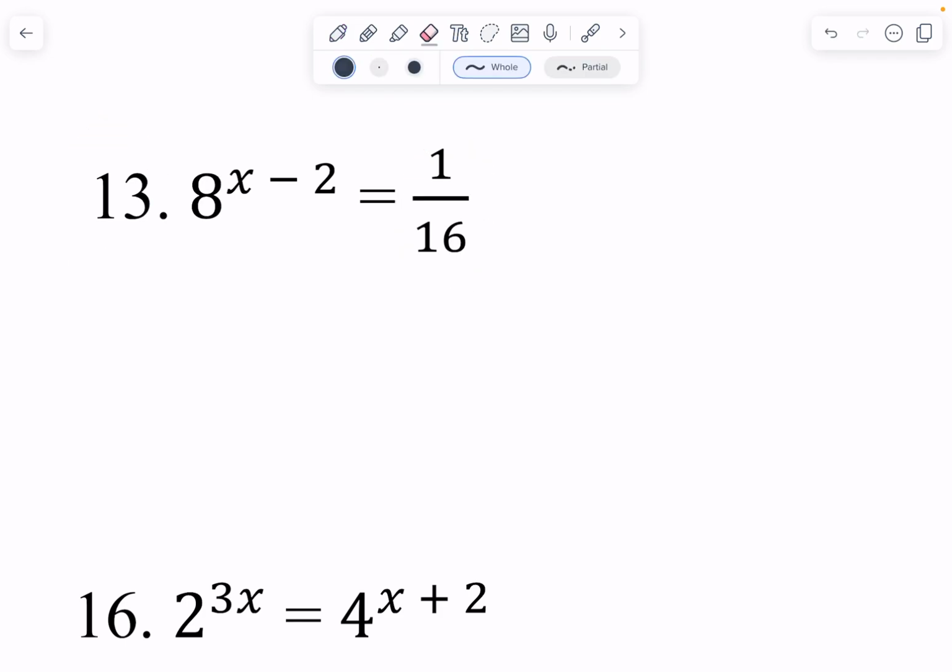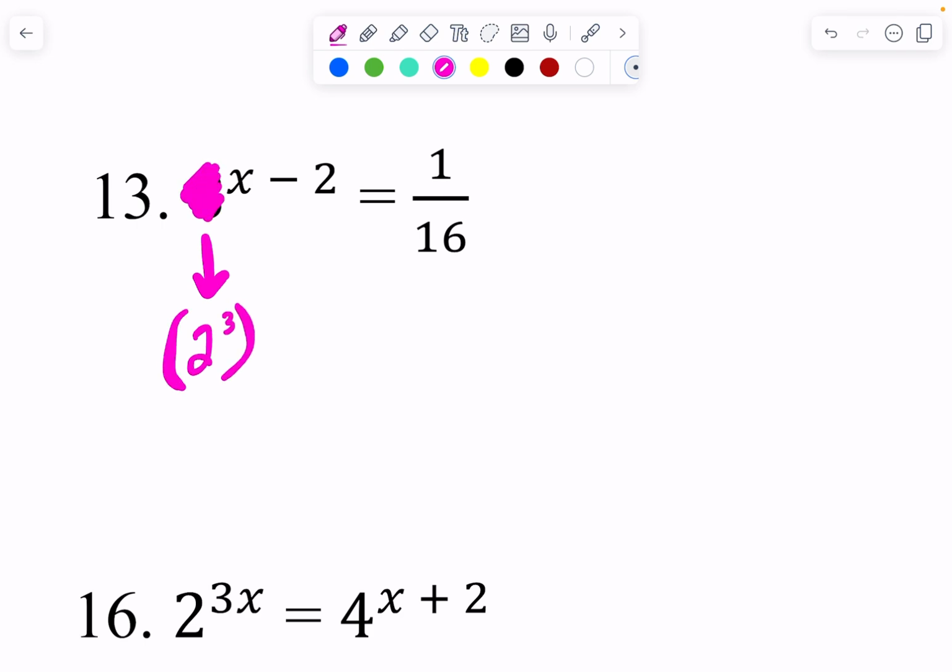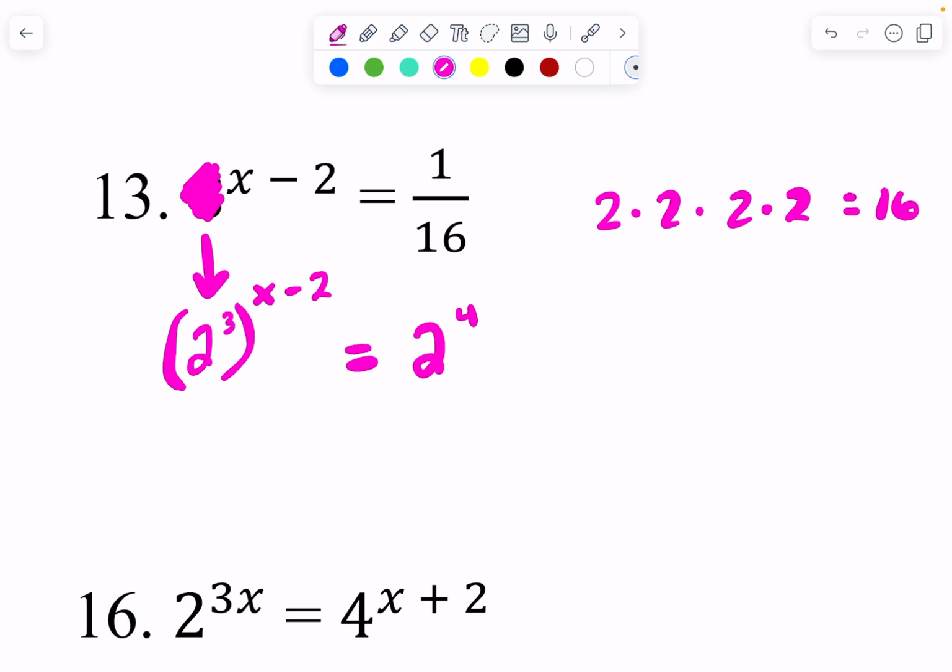Let's write 8 as 2 to the 3rd power. So let's get rid of 8, and we're going to write it as 2 to the 3rd power. Then I've got x minus 2. Then 1 over 16: if I take 2 to the 4th power, 2 times 2 times 2 times 2, that will give me 16, but I want 1 over 16. So I make it the negative 4th power, and that will give me 1 over 16.